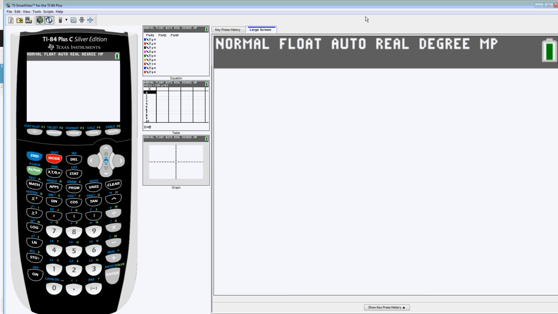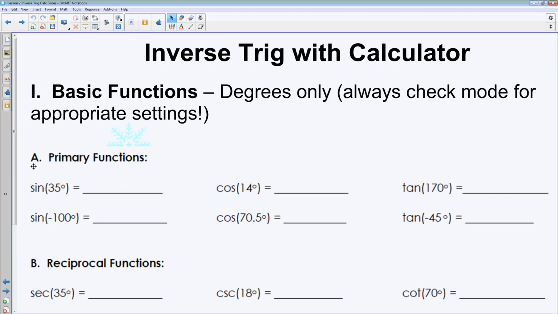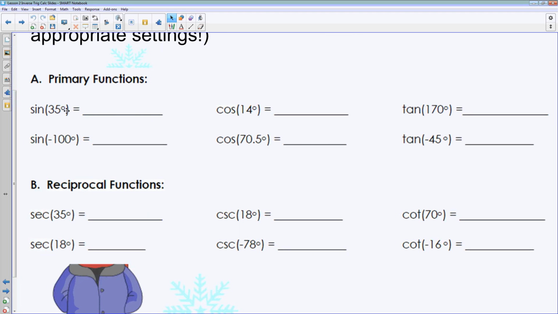Okay, so with that, let's take a look at our notes here. Our first part, we're just looking at our primary functions, and we're literally just plugging these into our calculator. The instructions aren't on my screen, but they are on the notes. On the notes, it says we're going to round our trig ratios to 3 decimal places and our angles to the nearest tenth. All right, so 3 decimal places is our goal. So we're just literally going to type these in.